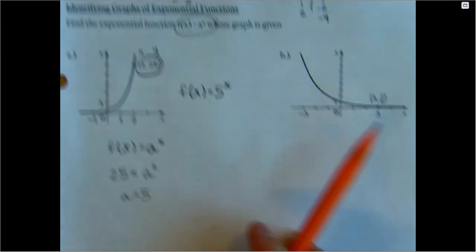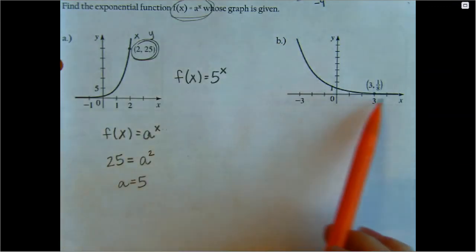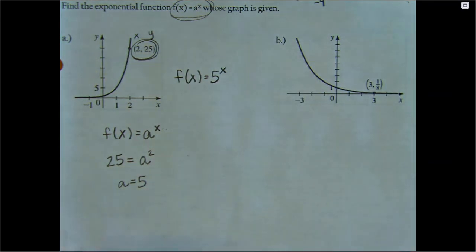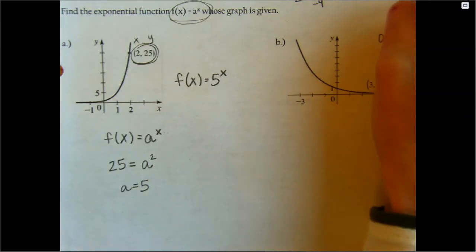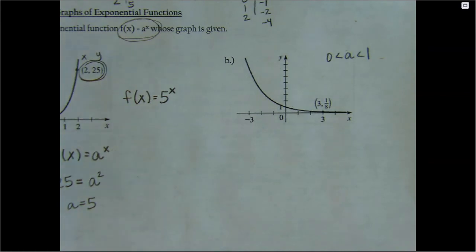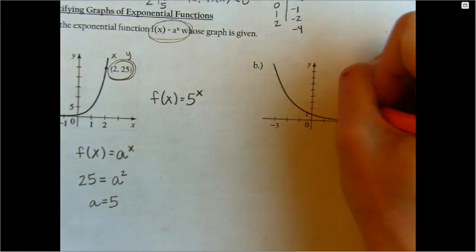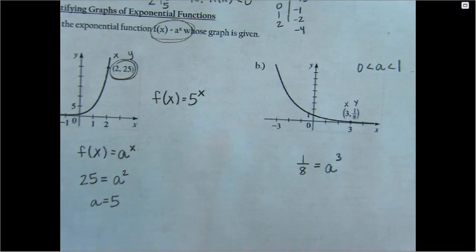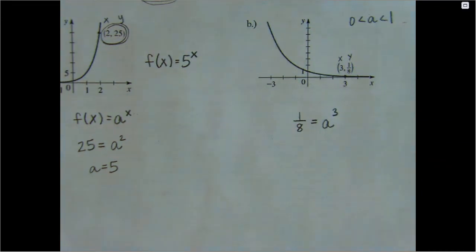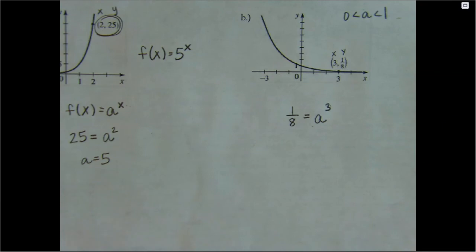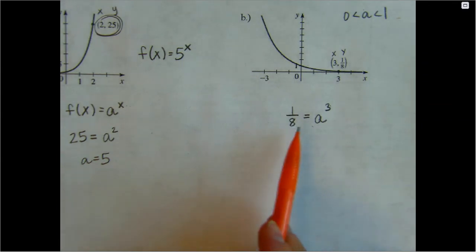Okay. Now, right off the bat, I see here this function is decaying. So I'm starting high and ending low. So I should have an a value that's between 0 and 1. We're going to do the same thing, though. I'm going to substitute, here's my x value, here's my y value. Okay. So now I have to think what number to the third power is 1/8. So you can just kind of think your way through this. You can solve this on your calculator. I'll show you how to do that too.